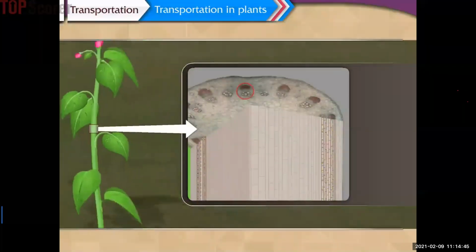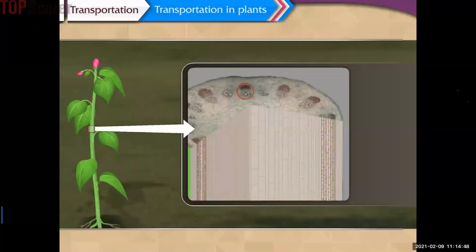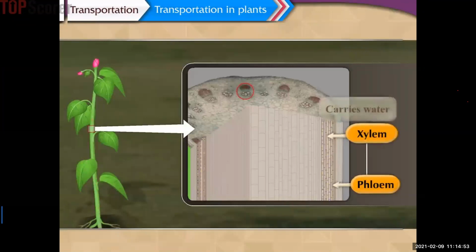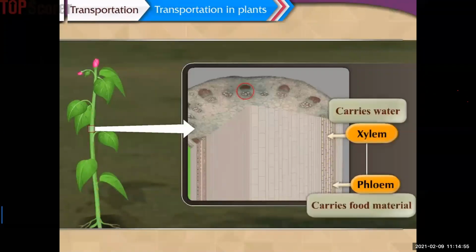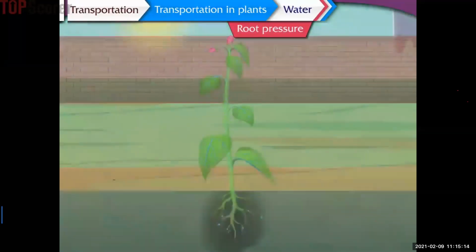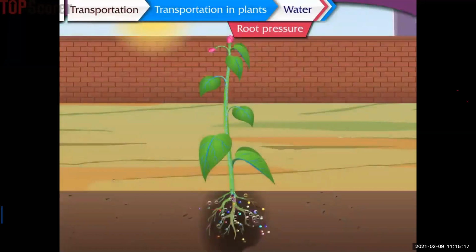Plants have two types of special tissues for transportation of materials: xylem and phloem. The xylem carries water and the phloem carries food material. All the parts of the plant are connected to these tissues. Let us study about the tissues involved in the transportation of water. Transportation of water in plants. Root pressure. Let us perform an activity to understand transportation of water in plants.